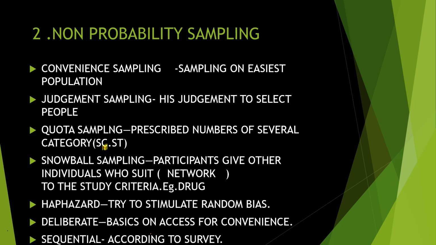Understood? Next is snowball sampling. Snowball sampling is very easy to understand. It is like a network sampling. Usually they ask questions from snowball sampling; we have seen the same question asked in different question papers. The participants give other individuals who suit the study criteria. It is like a network. That is, you are collecting data on one person, and from that person you get the other lead. Understood? That is what we call snowball sampling.